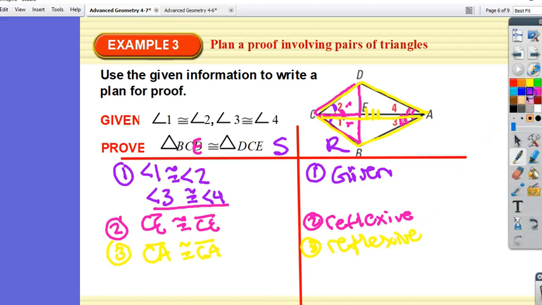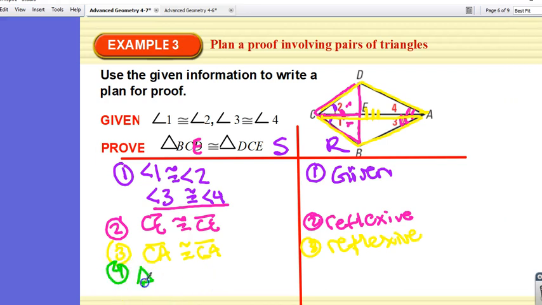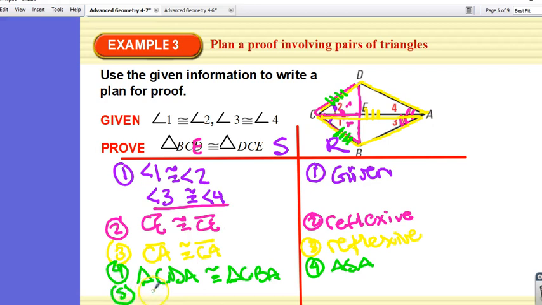And then once we added that in, then we know that triangle CDA is congruent to triangle CBA by angle, side, angle. Well, if they're equal by angle, side, angle, then CD is congruent to CB. Corresponding parts of congruent triangles are congruent, right?